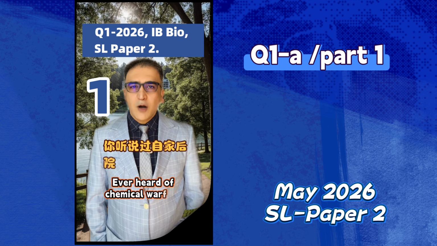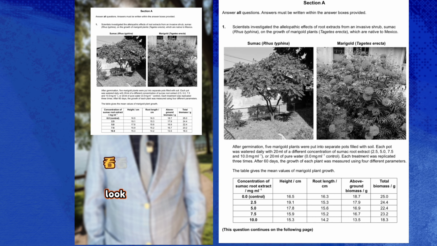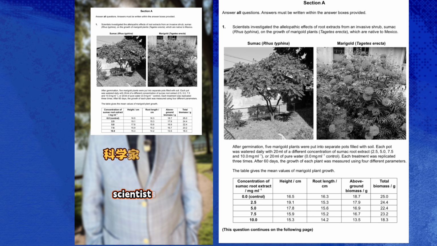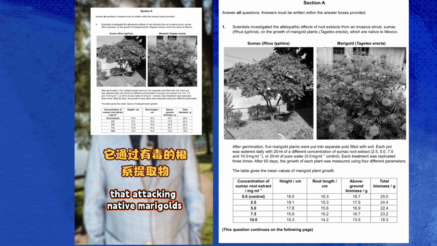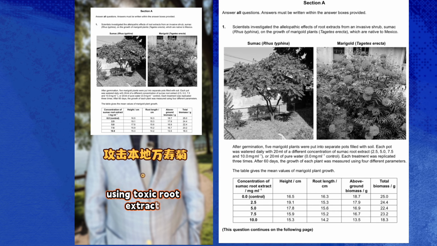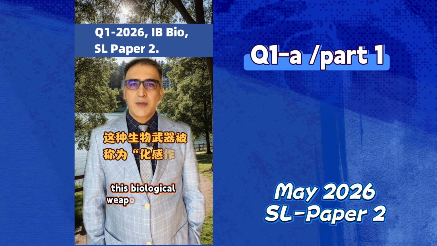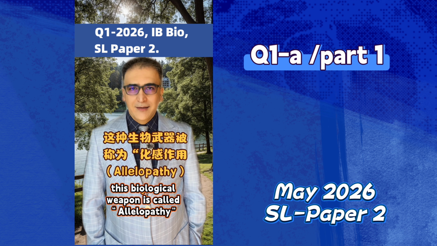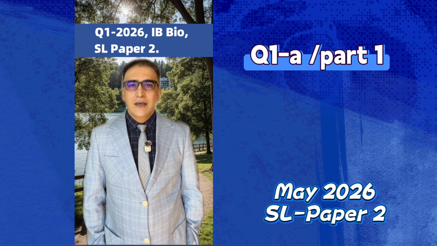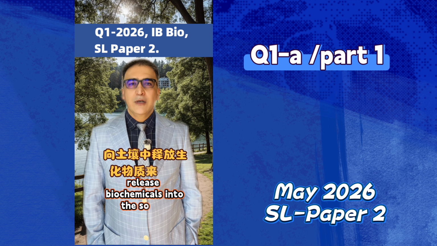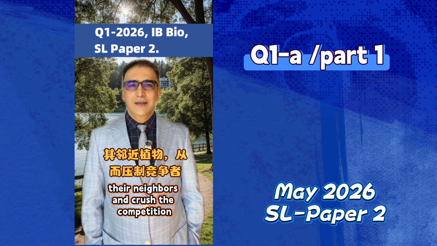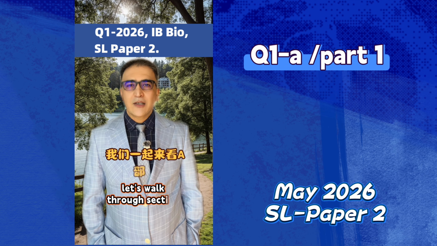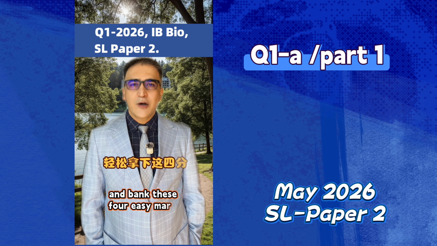Ever heard of chemical warfare in your own backyard? Look at this exam question. Scientists are investigating an invasive shrub called sumac that's attacking native marigolds using toxic root extracts. This biological weapon is called allelopathy, where plants literally release biochemicals into the soil to poison their neighbors and crush the competition. Let's walk through section A and bank these 4 easy marks.